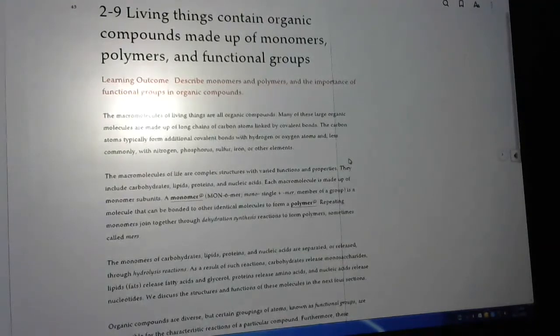All right, so living things contain organic compounds, which are what? Carbon-hydrogen bonds, right? Made up of monomers, polymers, and functional groups. A monomer is a molecule that can be bonded to other identical molecules to form polymers. Okay, so I'll let you read that.